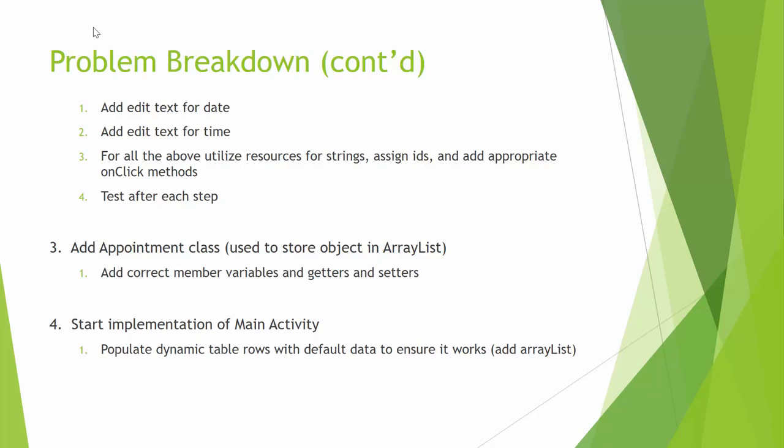And before I go ahead and get the data from the second screen, I want to make sure that everything works. So I'm just going to put some default data, mainly populating the array list and then creating some dynamic table rows. I'll start the second activity to show the Add Appointment screen.